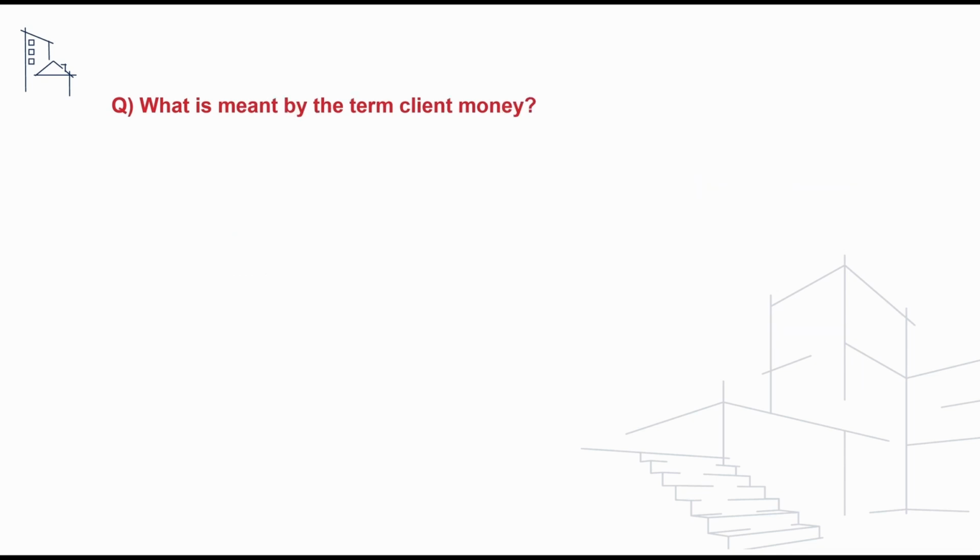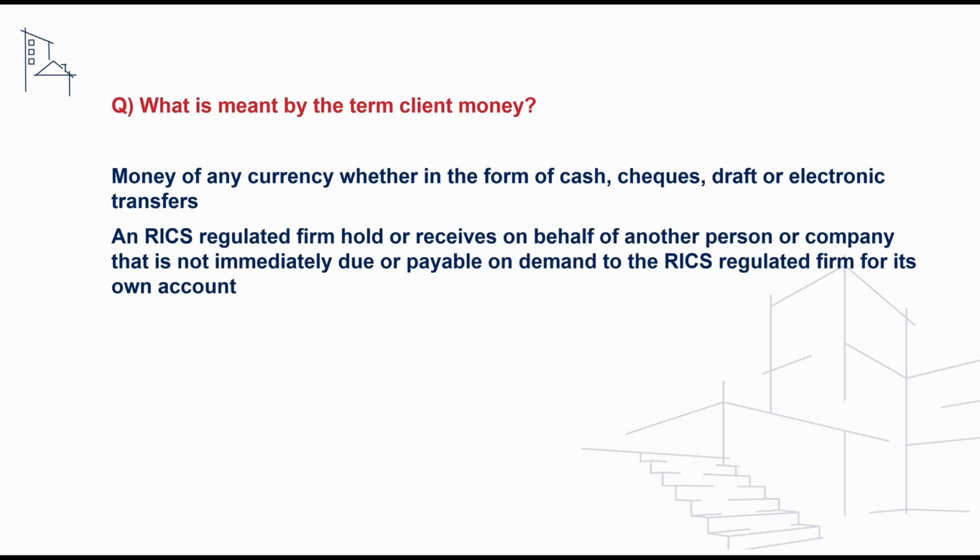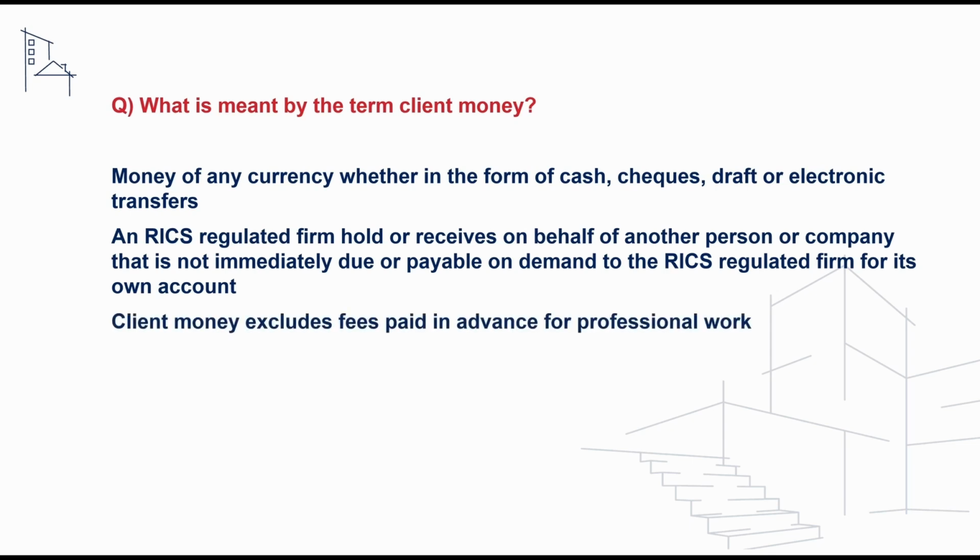We may also be asked a question on our understanding of the term client money, and to address this we could say that client money refers to money of any currency, whether in the form of cash, cheques, draft or electronic transfers. We could also say that this is where money is received on behalf of another person or another company that is not immediately due or payable. And client money excludes fees paid in advance for professional work.